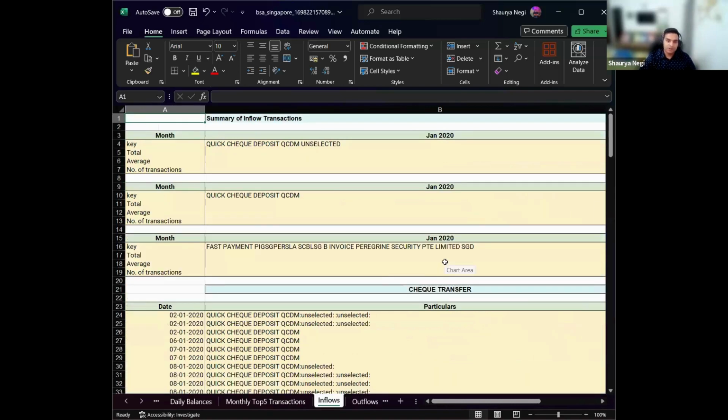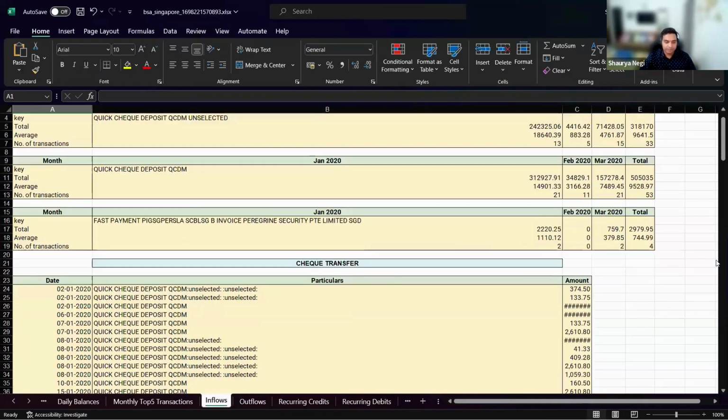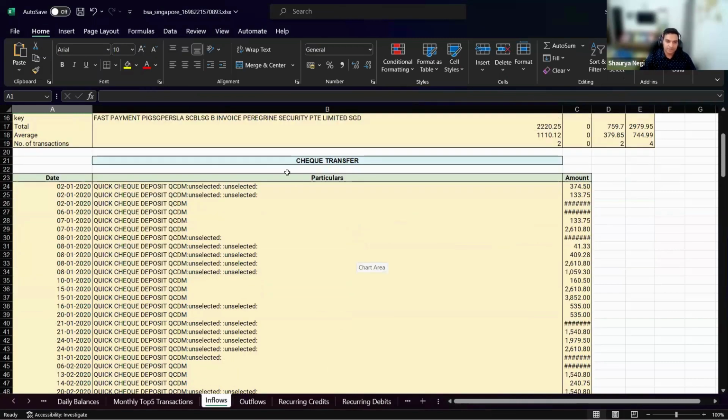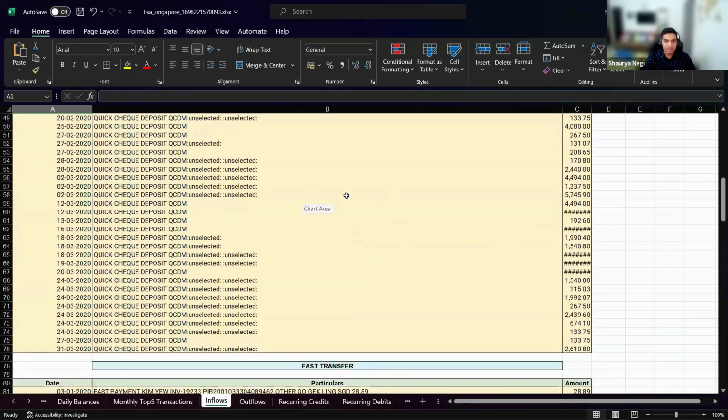The next sheet we'll talk about is the inflows and outflows transaction sheet. These are basically the two sides of the same coin. These sheets break down your earnings and expenses by type and frequency, allowing you to identify areas for improvement or optimization. So for example, this particular sheet gave me a very quick overview of the transfers of this particular bank statement. We can see all the check transfers have been categorized in this particular sheet.